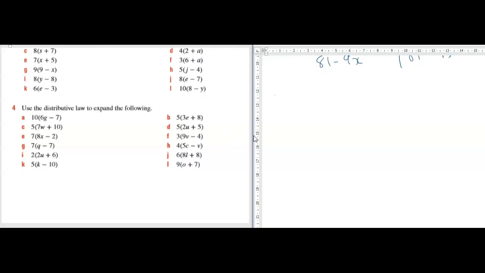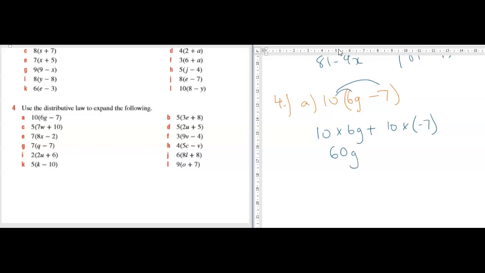Question 4 is quite similar. We've just now got a coefficient in front of our pronumeral. So I'll do a to begin with. So 10, 6g minus 7. Okay, so we still do the expanding. So 10 times 6g. Now, I'm going to do it the way I would do it, because if this was a negative, then it gets really confusing. So 10 times 6g, and then I'm going to put the negative 7 in brackets. 10 times 6 is 60, and then you've got the g, so that gives us 60g. Then 10 times negative 7 is negative 70.